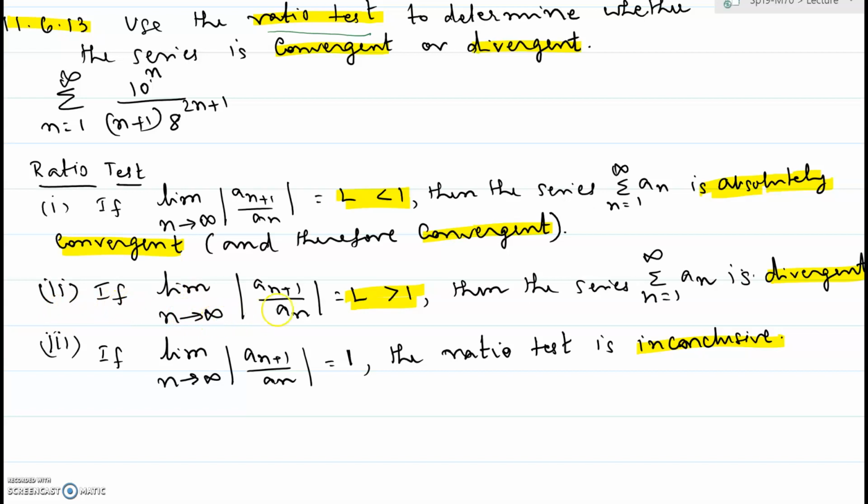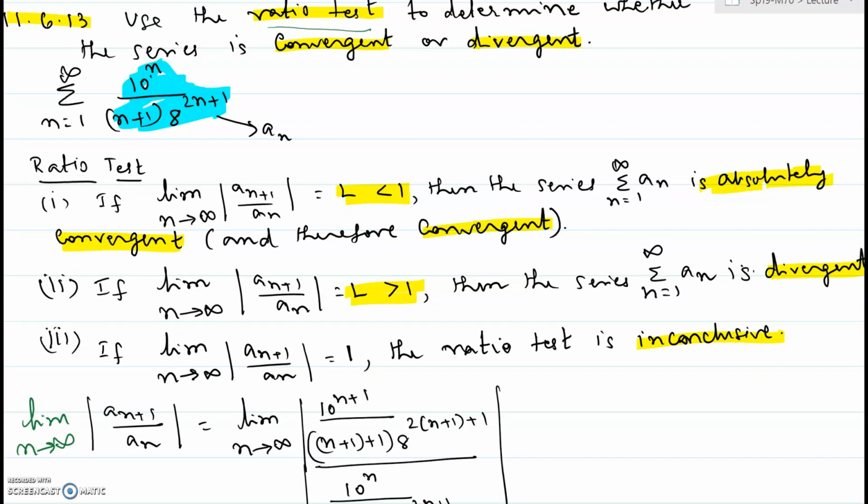If the limit as n approaches infinity of the absolute value of a sub n plus 1 over a sub n is L, but L is more than 1, then the series is divergent. If the limit is equal to L, and that L is equal to 1, then the test is inconclusive. So nothing definite can be said about the convergence or divergence of the series.